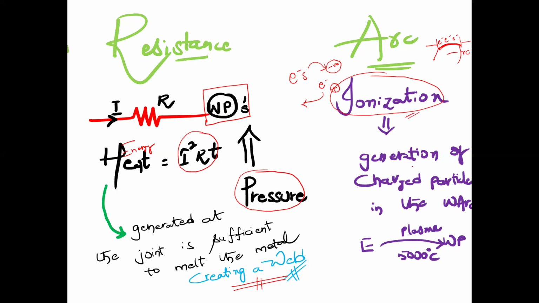Ionization is the generation of charged particles, whether negative or positive, in the welding arc. We have an electrode and a workpiece. In between these two, we create plasma with a temperature of about 5000 degrees centigrade. This is enough to melt the metal. Then joining of these two pieces takes place with the help of the arc. That's the basic line for arc.